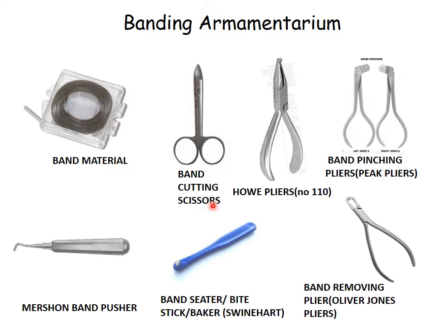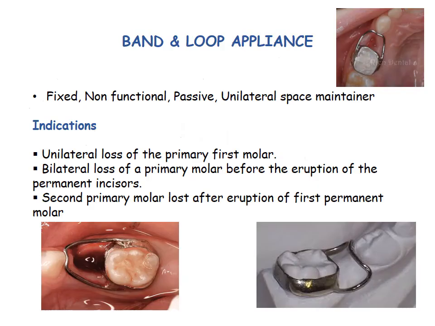Then you have the band cutting scissors, hoe pliers, band pinching pliers. Then you have the Mershon's band pushers. Then you have the band seater, and then at the end you have the band removing pliers. So these are the few armamentarium that you will be needing for banding, as well as the placement and removal of the space maintainer from the patient's mouth.